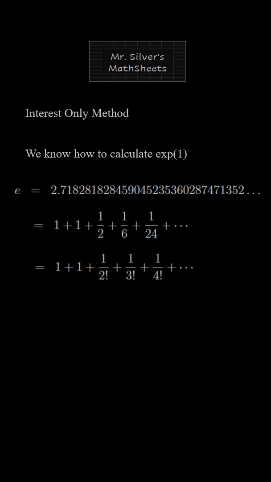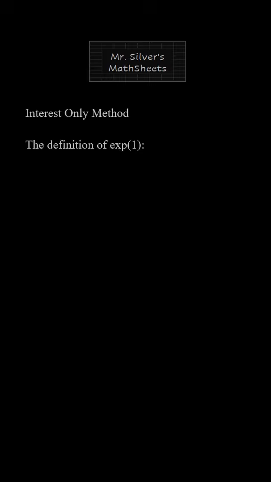Okay, we're going to calculate e with the interest-only method. Now we know how to calculate e. This is that number that's 1 plus 1 plus 1/2 plus 1/6, etc. We won't discuss this formula and how it works. It's definitely the best way to get a good number for e.